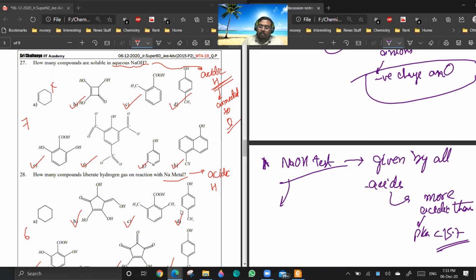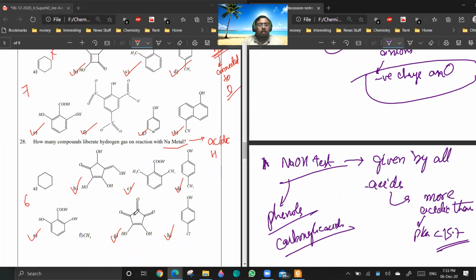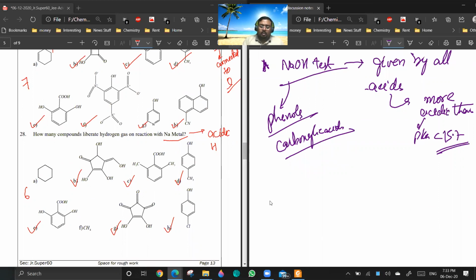So the NaOH test will be given by all phenols and all carboxylic acids. I don't know about cyclopentadiene, let me check once. Sir, generally will alkenes give the NaOH test or not? No. Cycloalkenes, no. One way of looking at it is anions having negative charge on electronegative oxygen will be more acidic than water. Are you getting a point? Alkynes will not give.